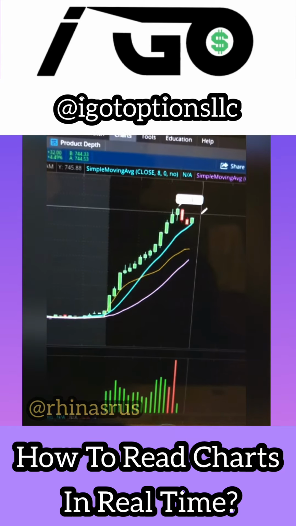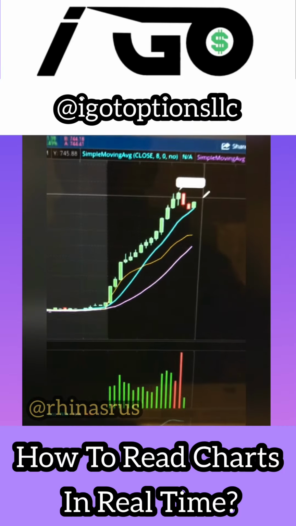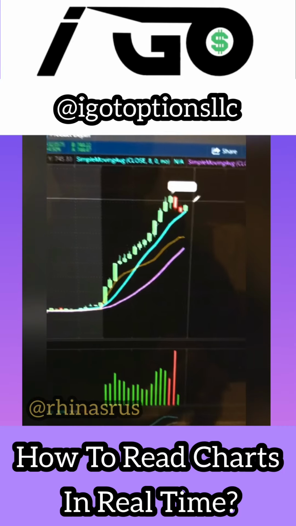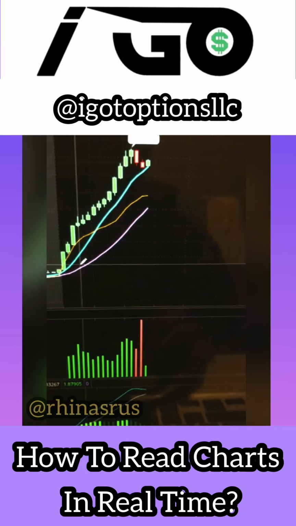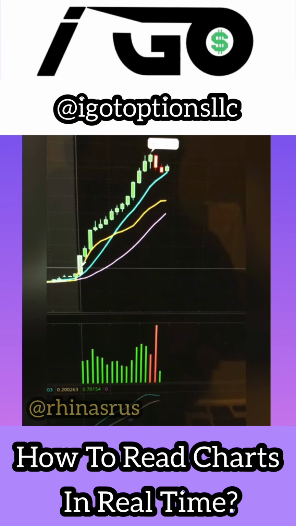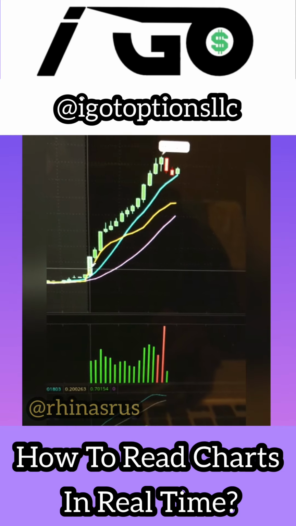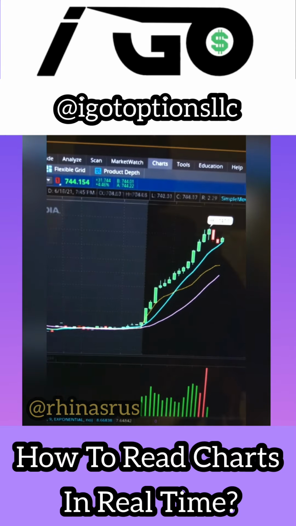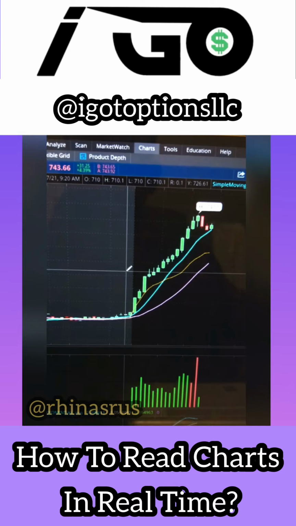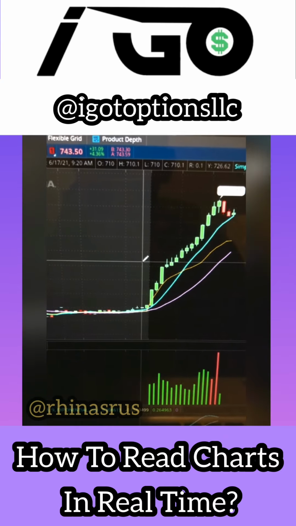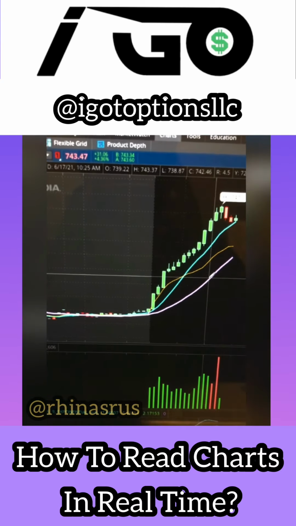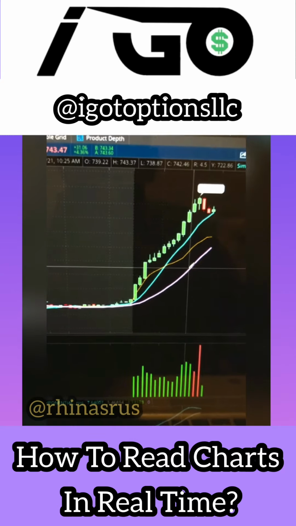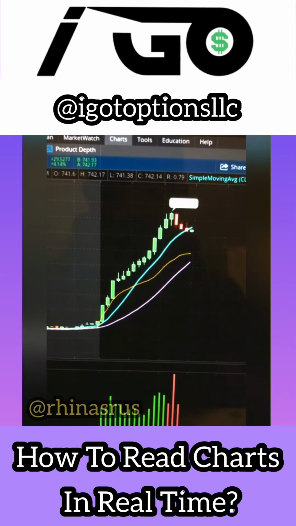So what does that tell us? It tells us that this company is in an uptrend for right now, because look how many green candles this is. Let's see, what did this open at? Around $710. Now it is at $744. So this went up $33 or $34. So that's a lot. That's a lot of money that you could have made. But what exactly are we looking at right here?